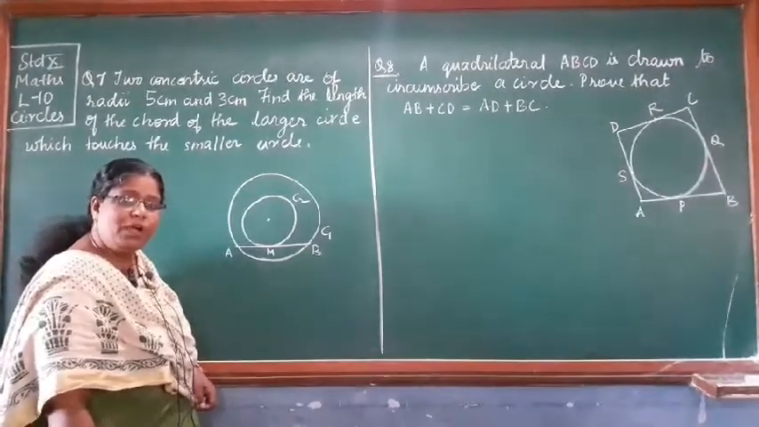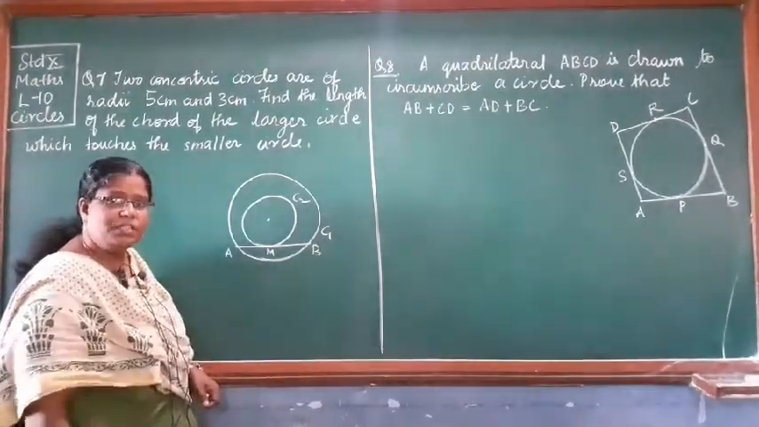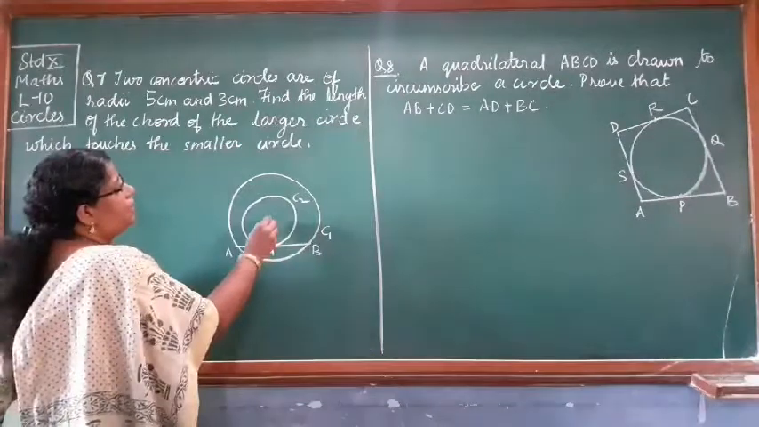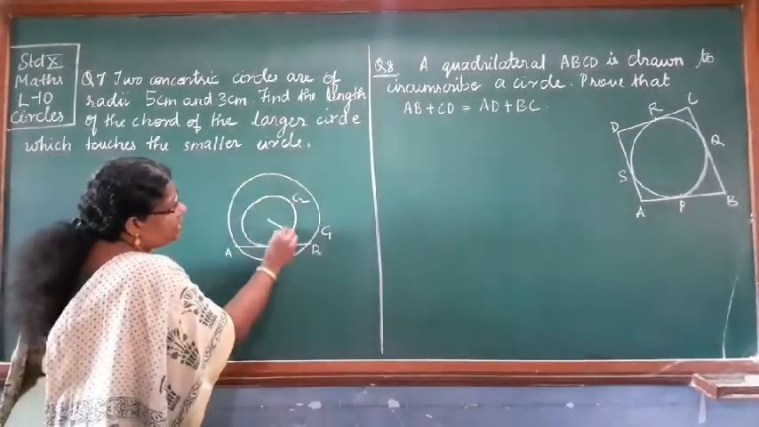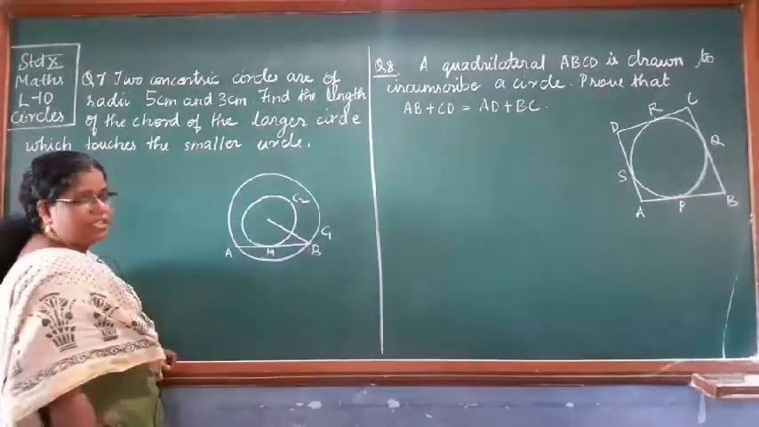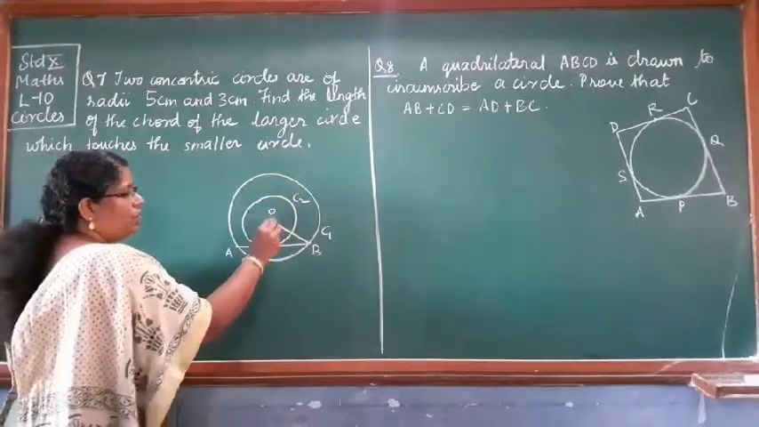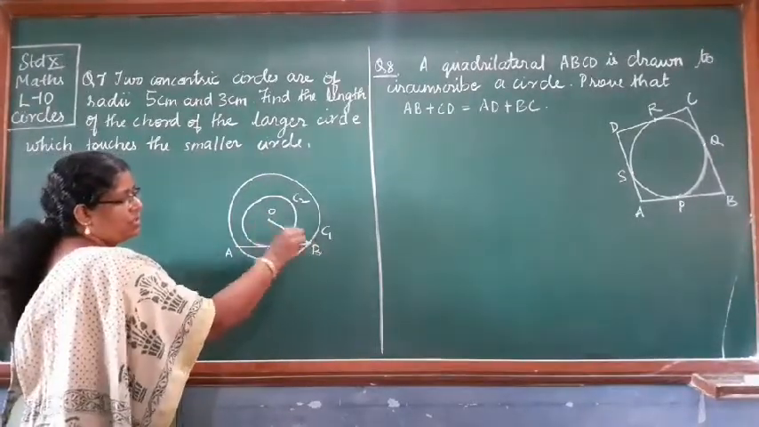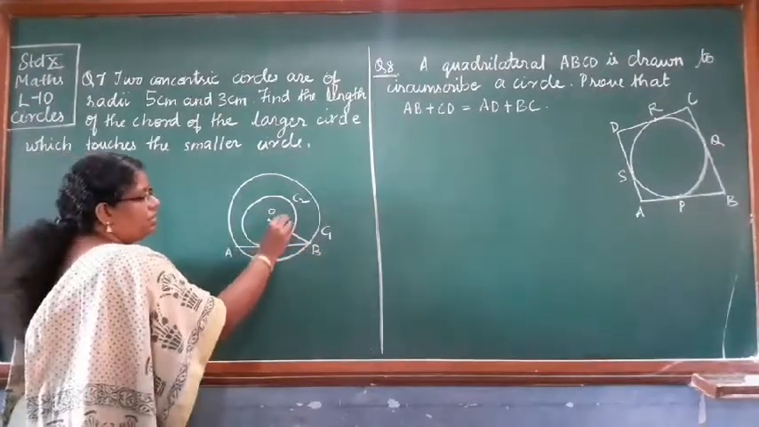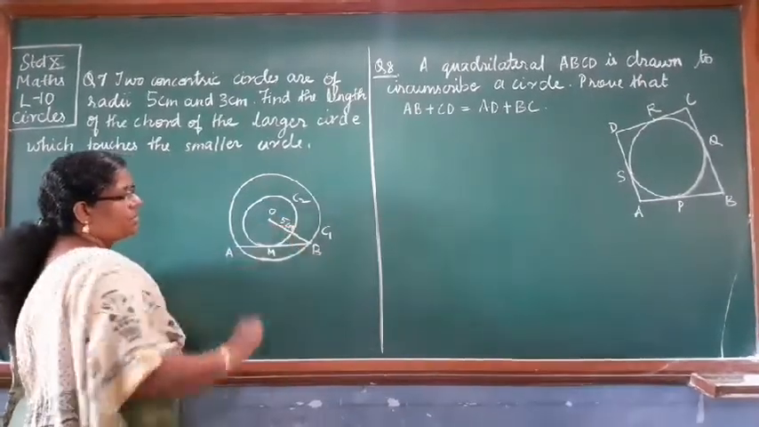So I hope now you have got an idea how to solve this. The radius is given. What is the radius of the bigger circle? Let us take the radius of the bigger circle. This is the center O. This is a point on the circle. So this is the radius of the bigger circle, which is 5 centimeters. Given, right?